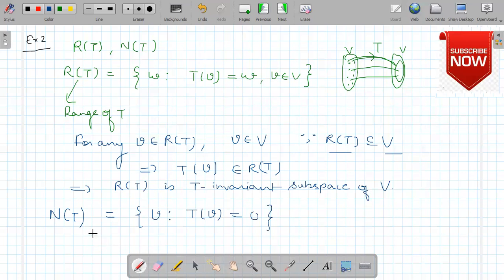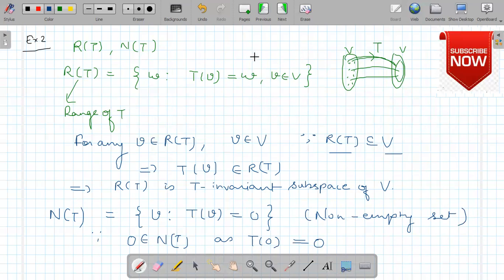तो इसमें जीरो तो हो गई, जीरो वेक्टर क्यों होगा? बिकॉज T0 is 0 always, जीरो तो इसमें हो गई। As T0 is equal to 0, जीरो तो इसमें हो गई। This is a non-empty set always because of this reason. So T0 is 0.